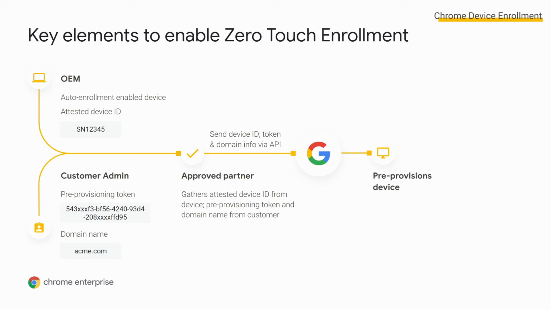Once the device has been pre-provisioned, the customers will be able to see the device in the device list in their admin console, and can then move it between OUs or deprovision if needed. The last step of the zero-touch process is when the end user first connects the device to the internet. Once the device reaches out to Google servers, it will be identified and begin the auto-enrollment process. Let's take a look at what the process looks like for the end user now.